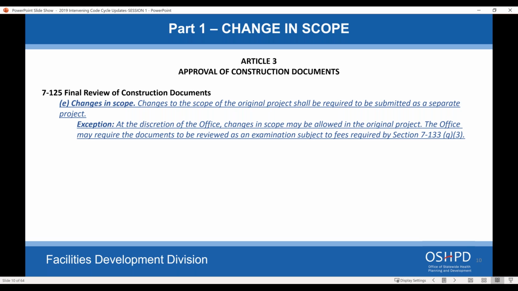We get a lot of projects that they change the whole scope. We've already did most of the review, and we have to go back, redo it all over again. So that will be a time and material change.